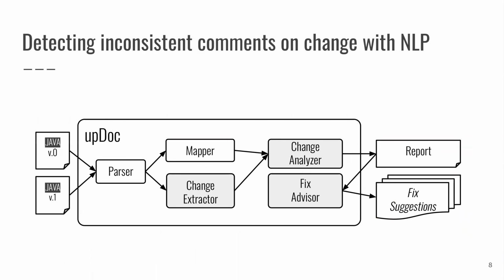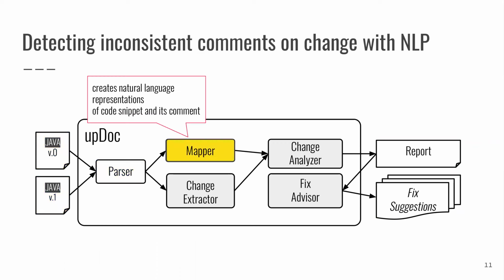Our work presents an approach for detecting inconsistent comments on change with natural language processing, and here you can see a schematic illustration of a tool architecture, called Updoc, that does precisely this. So how does it work? It takes two Java source files, before and after the changes happened, and parses them into an intermediate representation that is later processed by two tool components, mapper and change extractor.